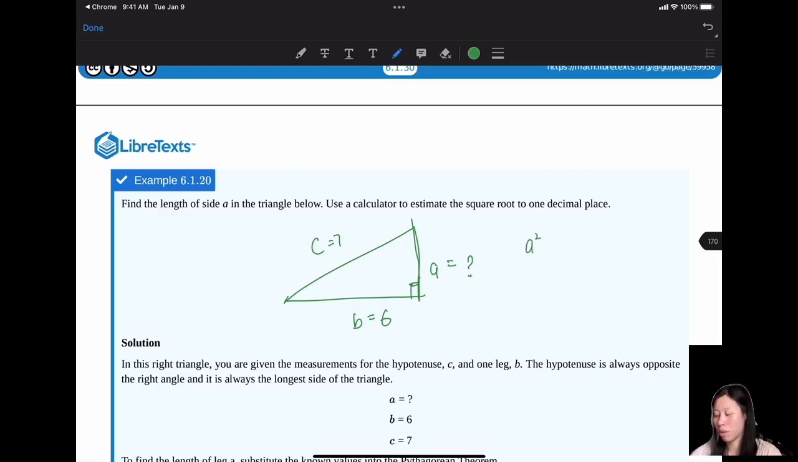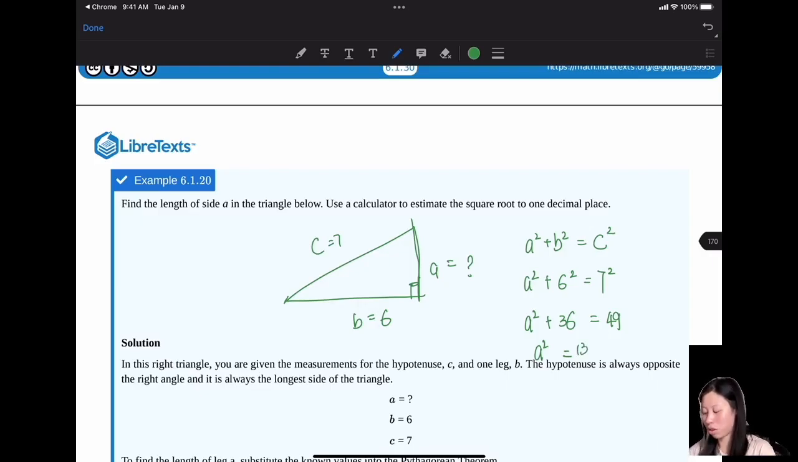So by the Pythagorean theorem, we have A squared plus B squared equals C squared. And then we substitute into it. We have A squared plus 6 squared equals 7 squared. So 6 squared is equal to 36, and 7 squared equals 49. So A squared equals, you subtract 36 on both sides, 13.